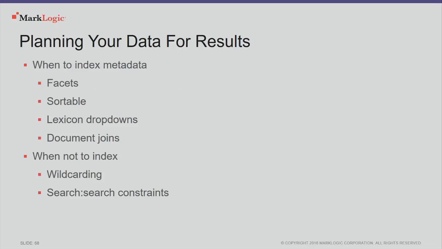The first question is, when do you index your metadata? We're often asked, do we need to have indexes or can we use the universal index? And here are the 4 categories where we generally say you have to. If you want facets, if you want a field to be sortable, if you want a field to be part of a lexicon dropdown, or if you want a field to be part of a document join, then you really want to think in terms of building separate indexes. Otherwise, the universal index works great, especially for wildcarding or even your search constraints. It's a very powerful tool, and it does honor your elements. It just doesn't have them in sortable order.